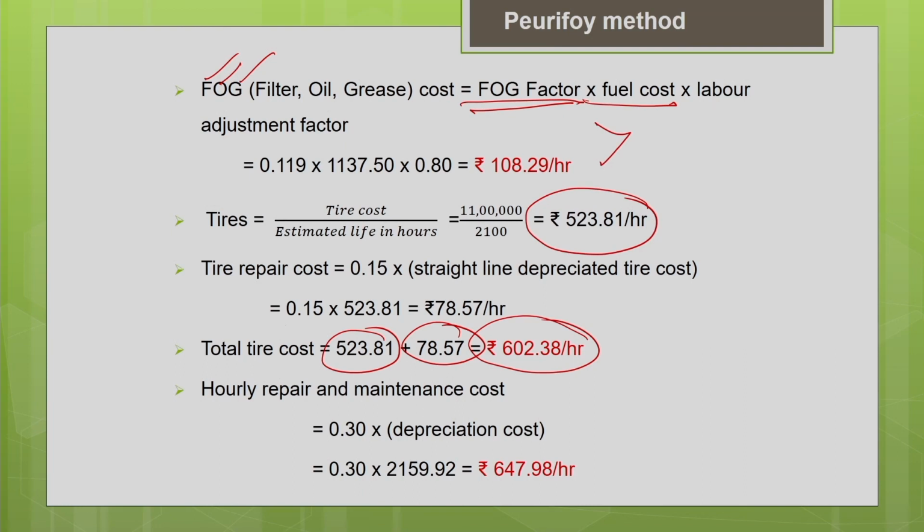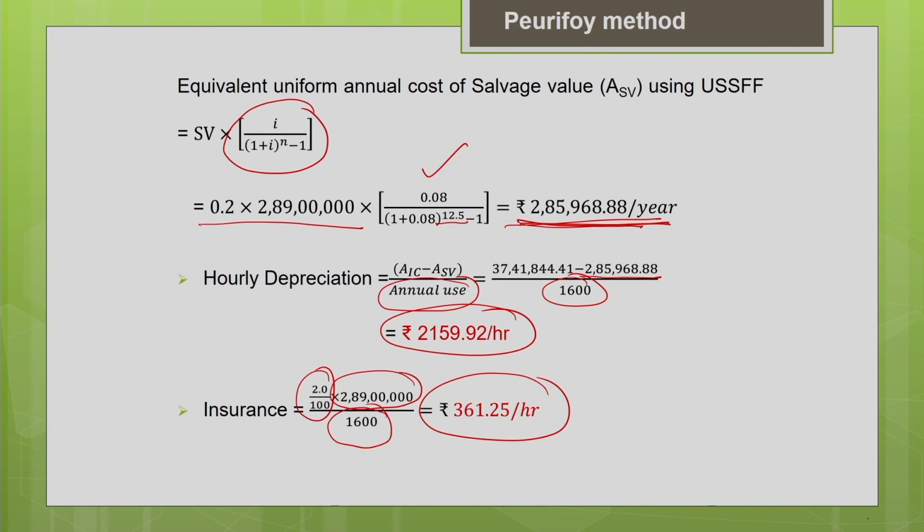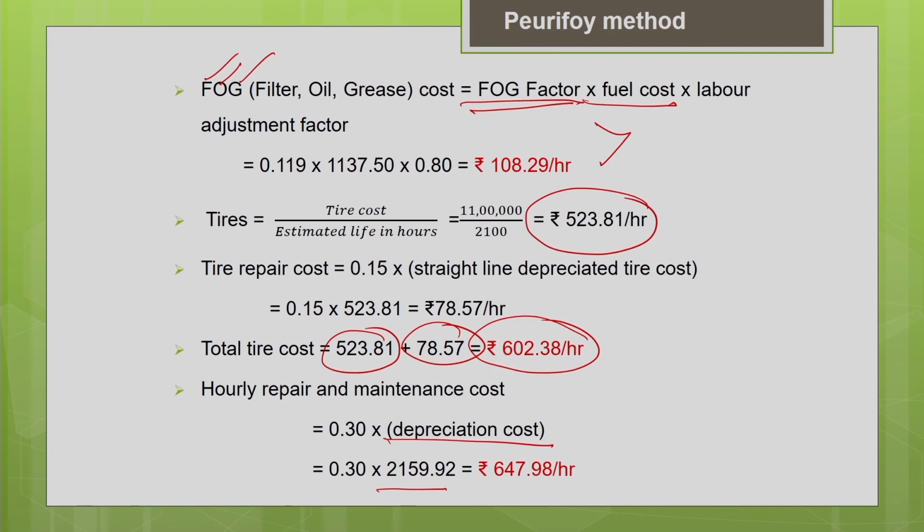So in this, the repair and maintenance of the equipment excluding the tire is expressed as a percentage of the depreciation cost of the equipment. So the depreciation cost of the equipment is 2159.92. Okay, hope you remember, we have estimated the depreciation cost as 2159.92. So that value we are going to use here to find the repair and maintenance cost. It is 30% of the depreciation cost. So that will give me the value as 647.98 per hour.